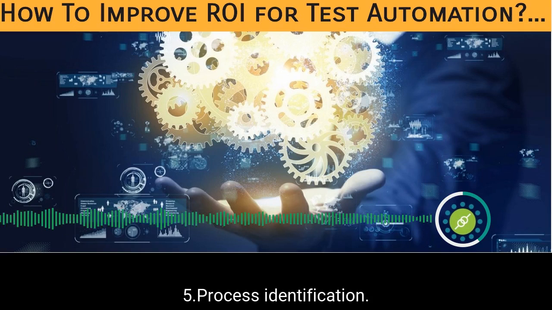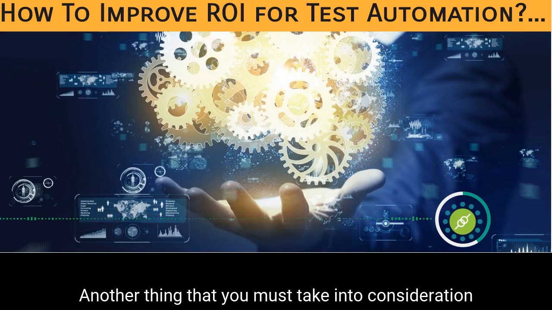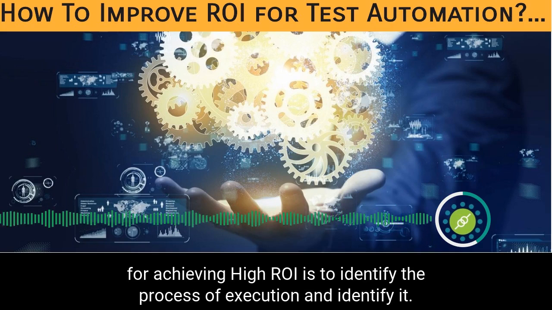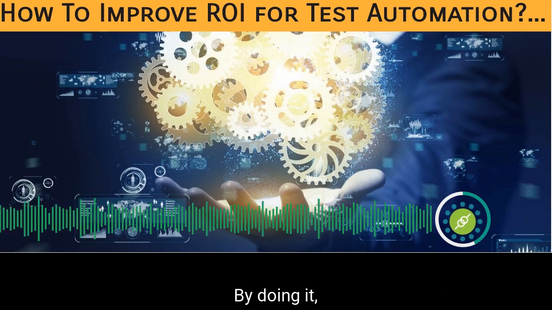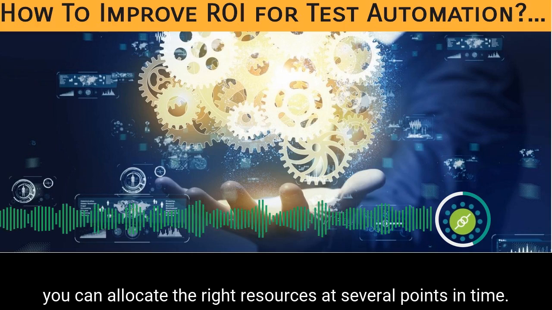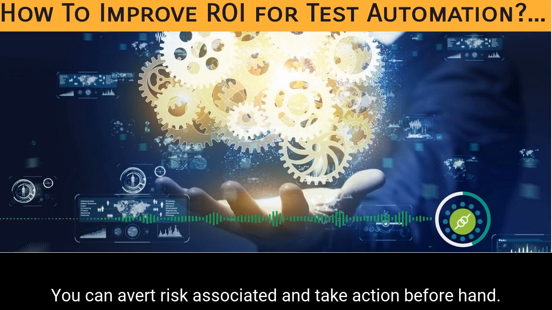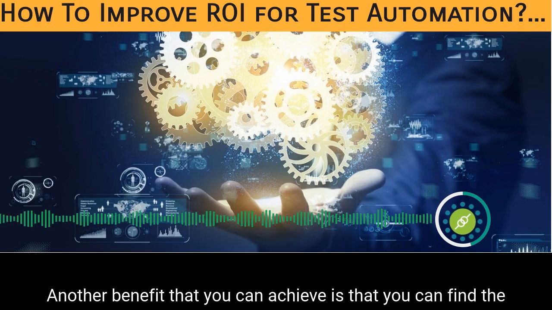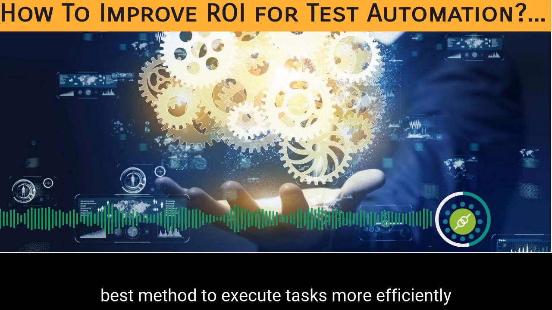5. Process identification. Another thing that you must take into consideration for achieving high ROI is to identify the process of execution. By doing it, you can allocate the right resources at several points in time. You can avert associated risk and take action beforehand. Another benefit is that you can find the best method to execute tasks more efficiently and effectively.